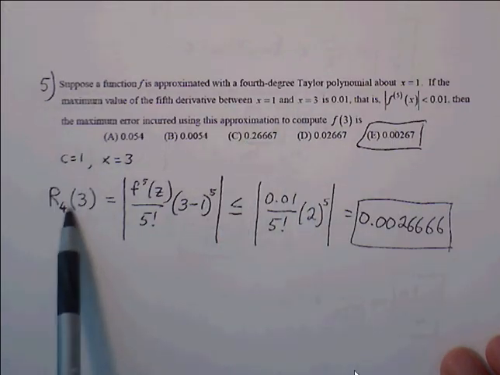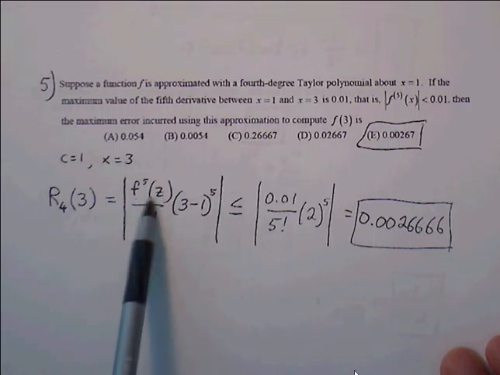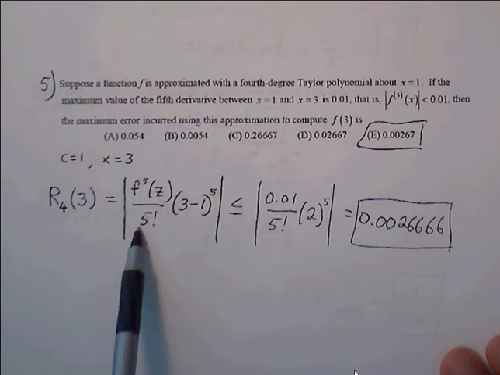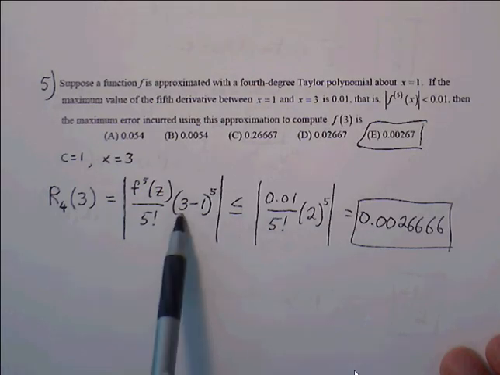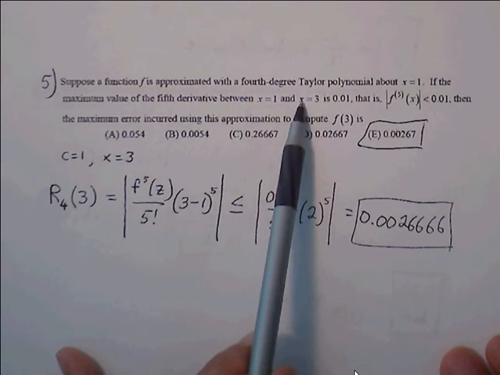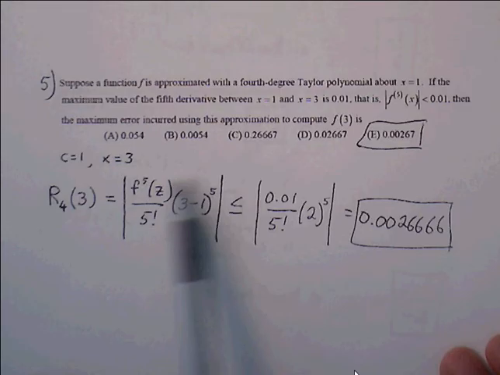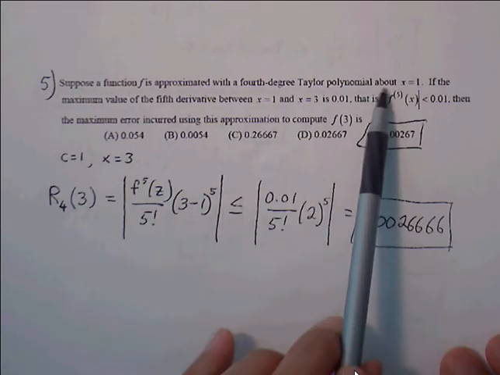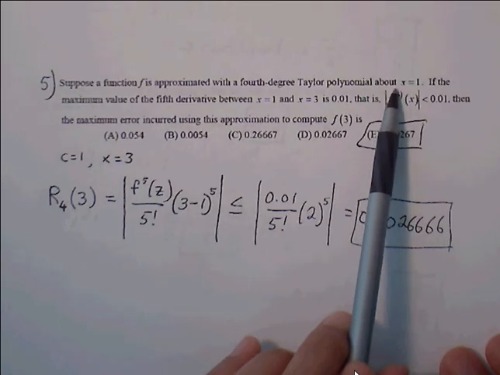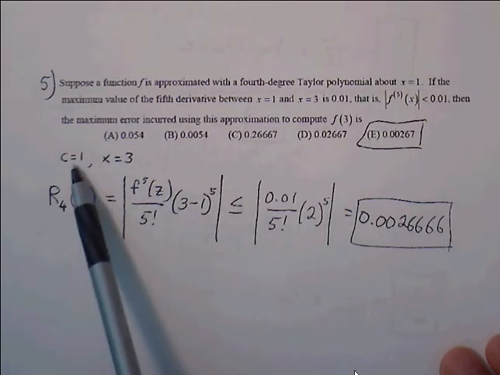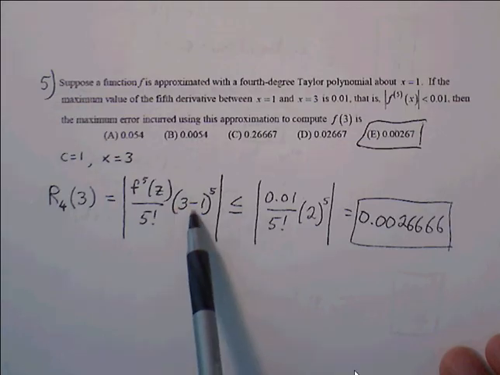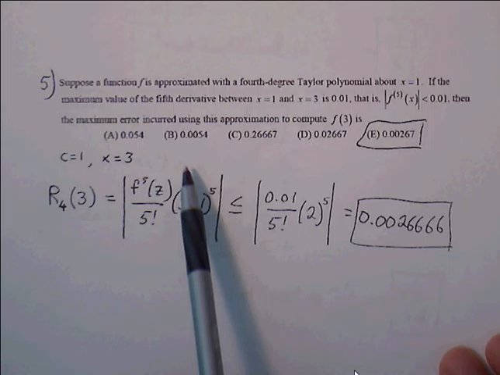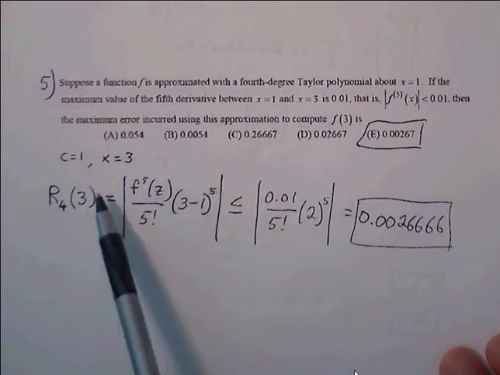So if we want to find the error for the 4th degree polynomial, we have to work our way down to the 5th derivative. So the 5th derivative evaluated at z over 5 factorial times x minus c. X is 3. And it's centered at 1, so that's going to be c. C is 1. So that'll be 3 minus 1 to the 5th, since everything is evaluated at 1 degree higher than the 4th degree.